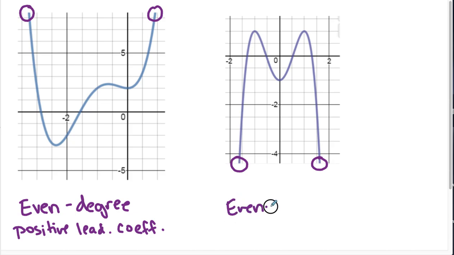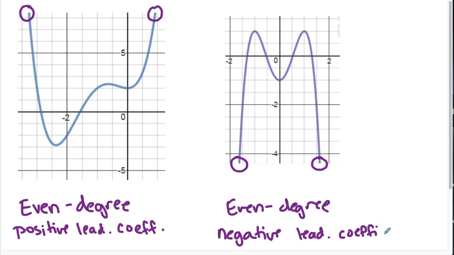Now here we have identified that the end behaviors are both pointing down. If they're going in the same direction, again, it is an even degree. And it has a negative leading coefficient because both ends are decreasing.